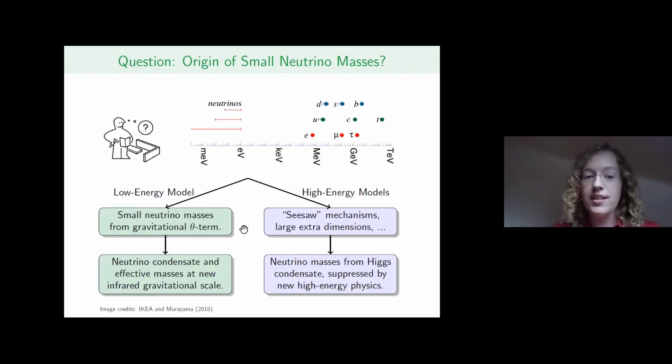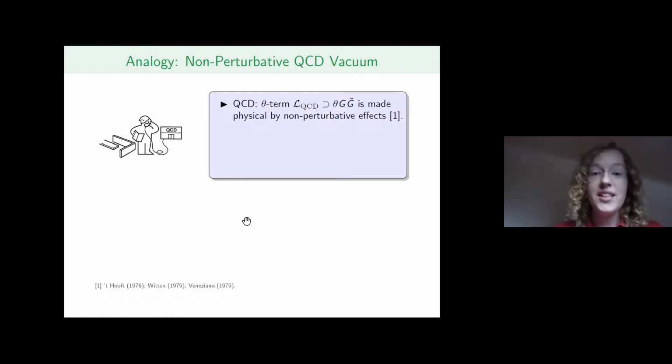So the summary is that in the presence of such a term, we showed that this generates a fermionic condensate, in particular in the neutrino sector, and this gives rise to small masses. All of this happens at a new energy scale inherent to these gravitational effects, and this energy scale turns out to be numerically coincident with the scale of dark energy. So this is a brief summary of my talk today. Let me now go into the details.